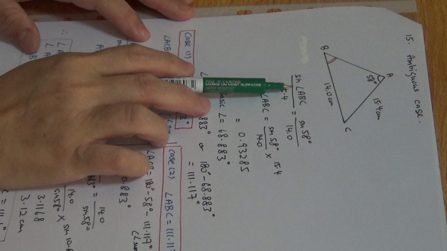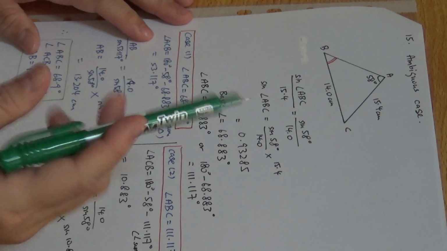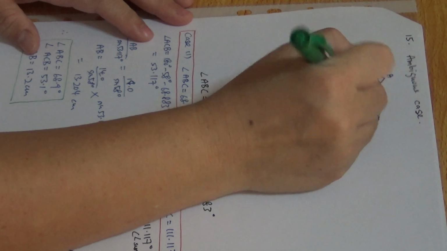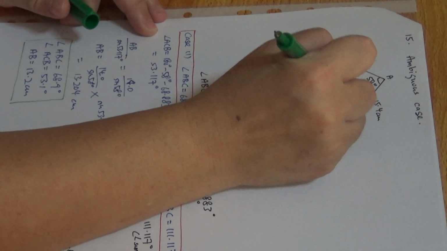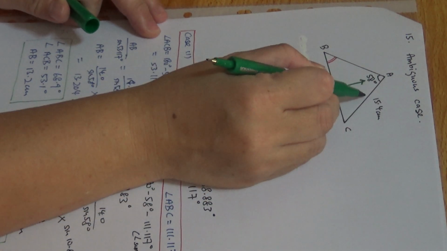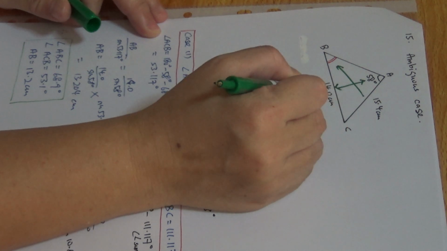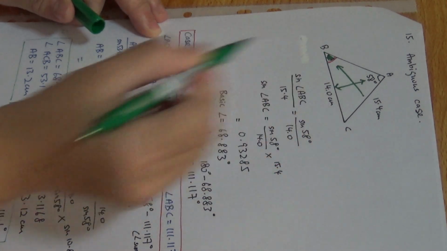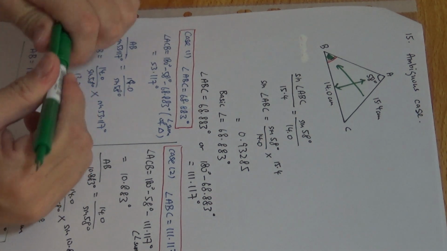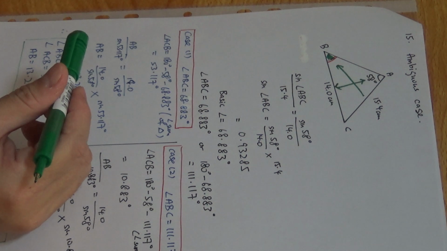First, I want to find angle ABC. Now I want to take a look here. This is opposite, and you want to find this angle. Can you see that this is longer than this? Therefore, this angle here will have two answers, just like what I've said in the summary for the ambiguous case.